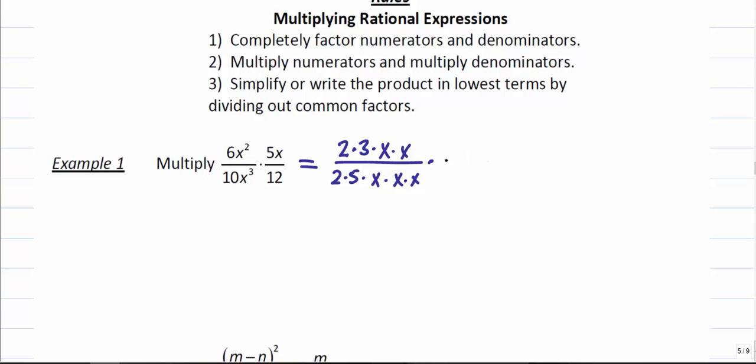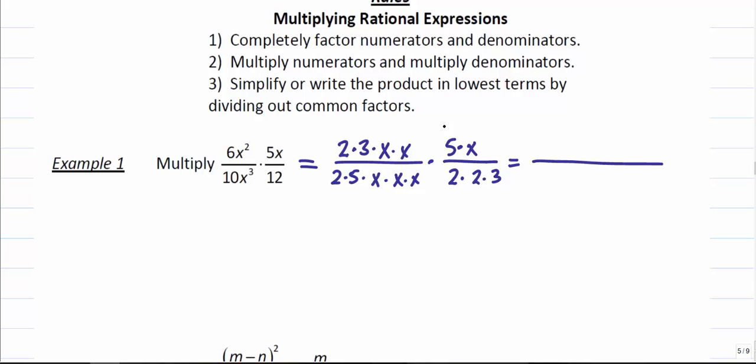All right. So now let's go to the second one. 5 times x is just 5 times x. And then 12 is 2 times 6. Technically, I should probably do 2 times 6, which is 2 times 2 times 3. So now everything is completely factored, right? Completely broken down. And so then it says multiply the numerators and multiply the denominators.